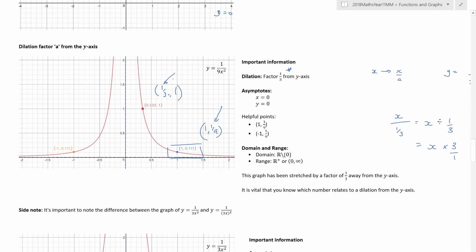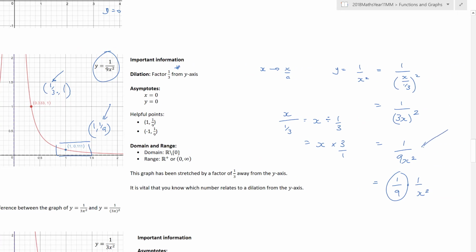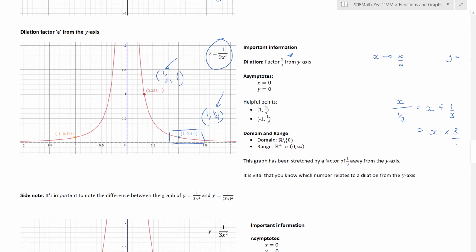This one, factor 1/3 from the y-axis. Lots of this comes down to personal preference. I always try and get things to have a fraction here, and again, I'll come back to that a little bit later on. But having a look at this now, having done the dilation from 1/3 from the y-axis, having done my algebra, either to get it to that stage there or that stage there, I can then go on and sketch this.